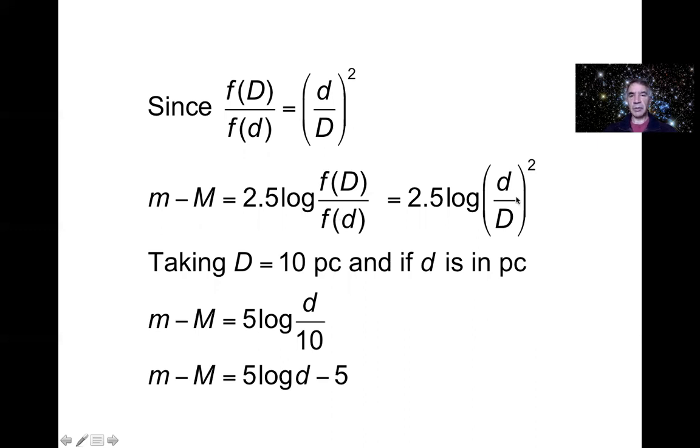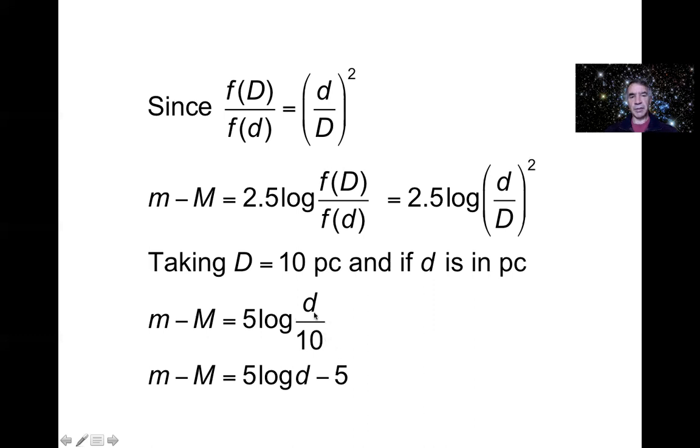And as we've just seen, we can substitute directly in the inverse square law now. So we're going to put big D and set it at 10 parsecs. And in this formula, we're going to have to measure d in parsecs. If we do that, then this formula simplifies down to this. I've done a little trick with the mathematics here. Again, if you remember back to your logarithms, if you've got a power in here, you can take that number out the front and multiply. So that 2 has disappeared, and the 2.5 has become 5. So that's 5 log d over 10.